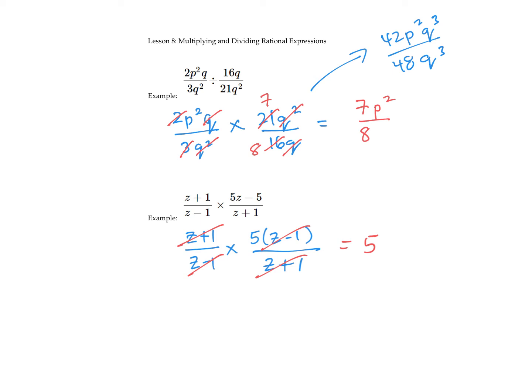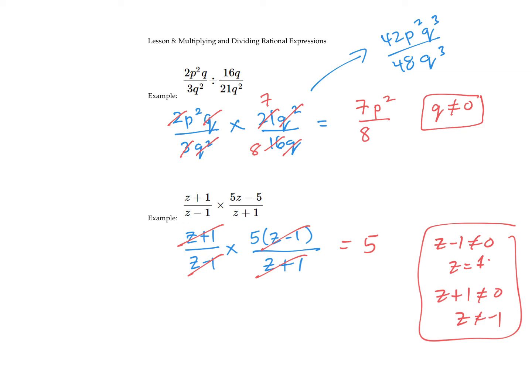Now don't forget, we have to state restrictions. When you are dividing, you're going to do restrictions based on the original question, and then also after you reciprocate it. So still q equals 0 is the only restriction. In example 2, the restriction is z minus 1 can't be 0, so z cannot be 1. And z plus 1 can't be 0, so z cannot be negative 1. So those are my restrictions. Don't forget to state restrictions as you go.